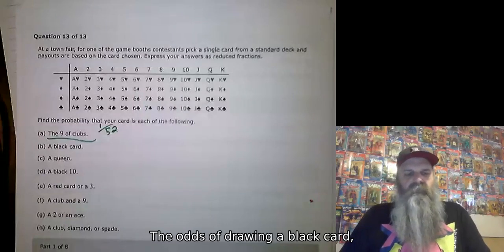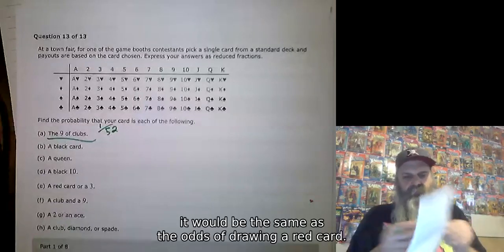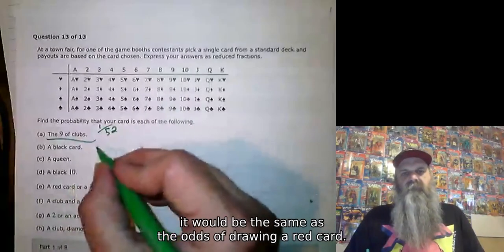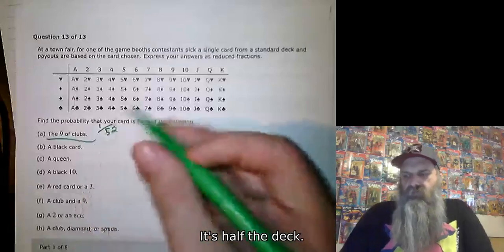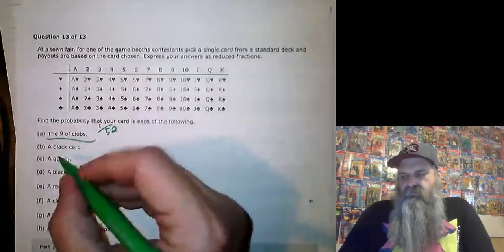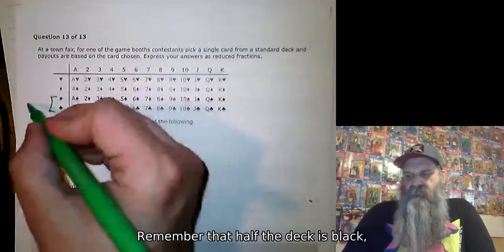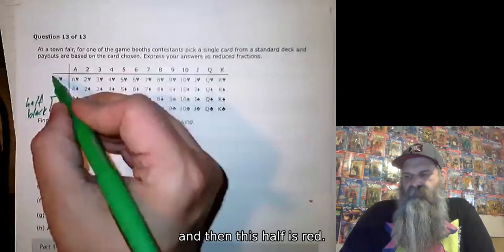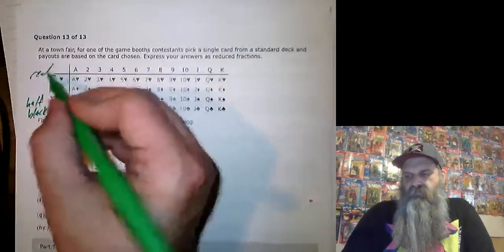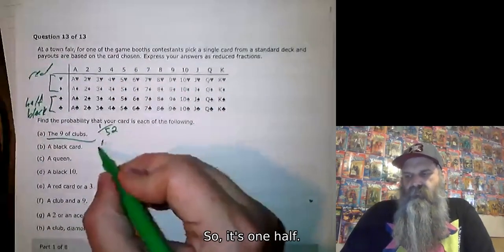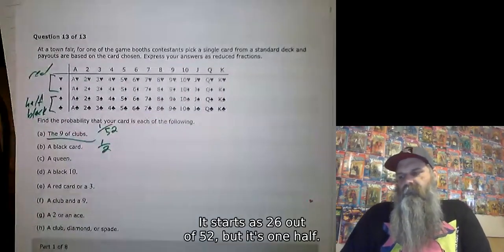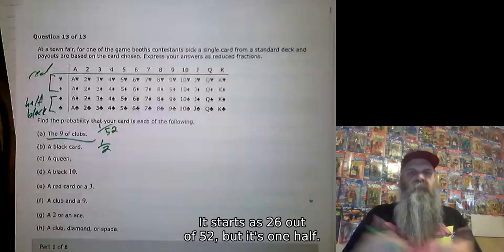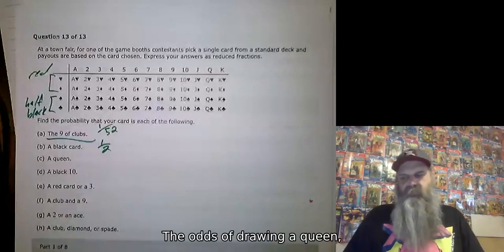The odds of drawing a black card, it would be the same as the odds of drawing a red card. It's half the deck. Remember that half the deck is black, and then this half is red. So it's 1/2. It starts as 26 out of 52, but it's 1/2.